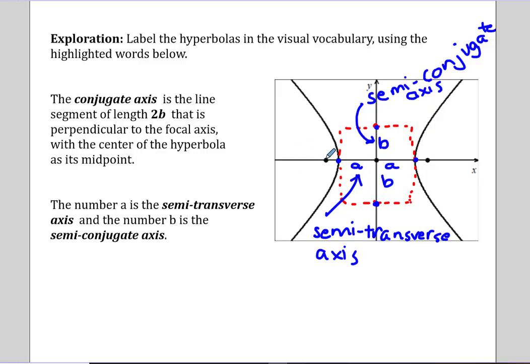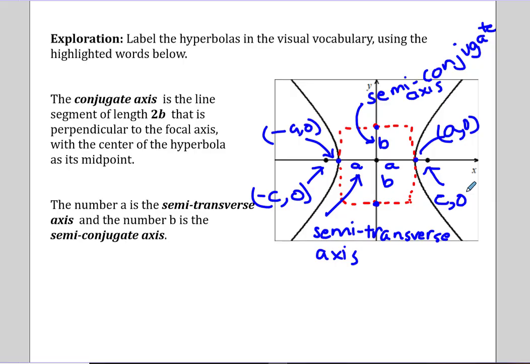These are our focal points again. And what else are we missing? I guess we've covered everything, haven't we? So this vertex would be (a, 0), and this vertex would be (-a, 0), and this would be our focal point, (-c, 0), and this other would be our focal point, (c, 0). And then we don't know these values, (0, b) and (0, -b).